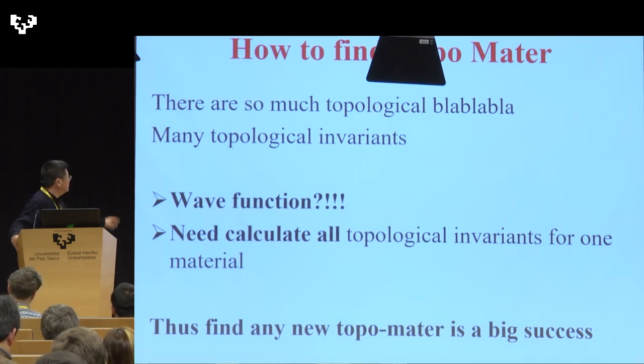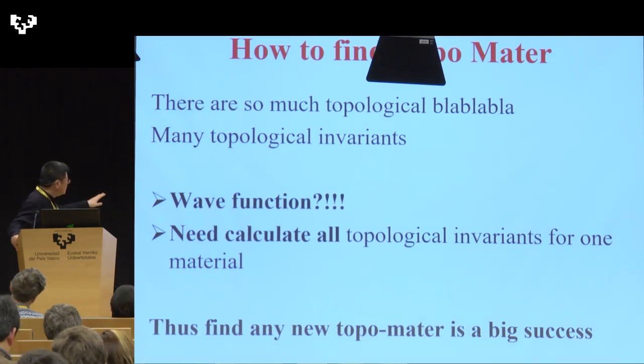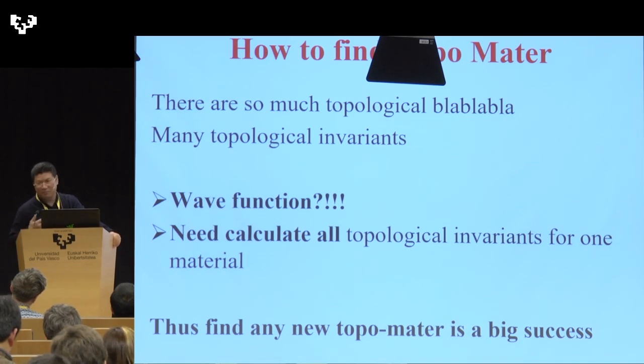And then also you need to calculate all kinds of invariants. If it's not J, it is J2. If it's not J2, you need to check if it's a mirror chain. If it's not a mirror chain, you need to check if it's Weyl metal. If not Weyl metal, you check okay, the X metal. So usually it's not that efficient, right? It's not that efficient. So to find any good topological materials is a big success, at least before.